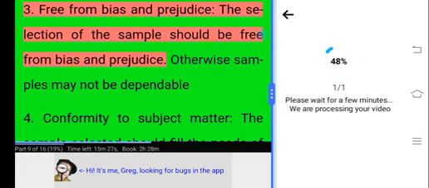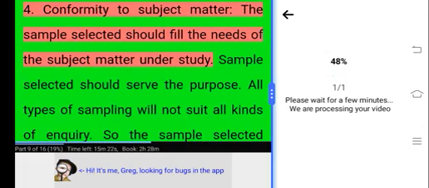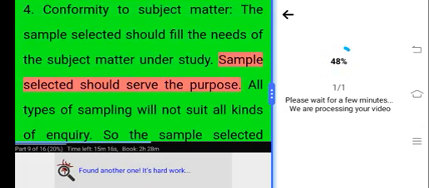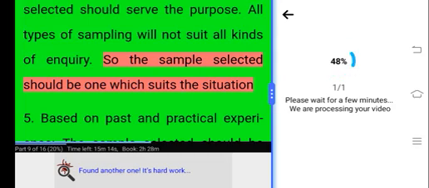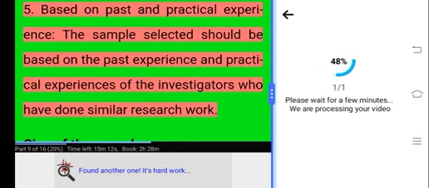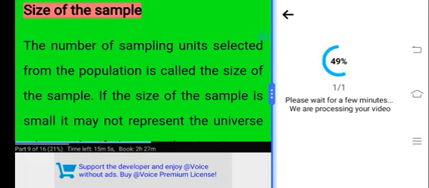3. Free from bias and prejudice. The selection of a sample should be free from bias and prejudice. Otherwise, samples may not be dependable. 4. Subject matter. The sample selected should fill the needs of the subject matter under study. The sample selected should serve the purpose. All types of sampling will not suit all kinds of inquiry, so the sample selected should be one which suits the situation. 5. Based on experience. The sample selected should be based on the past experience and practical experiences of the investigators who have done similar research work.